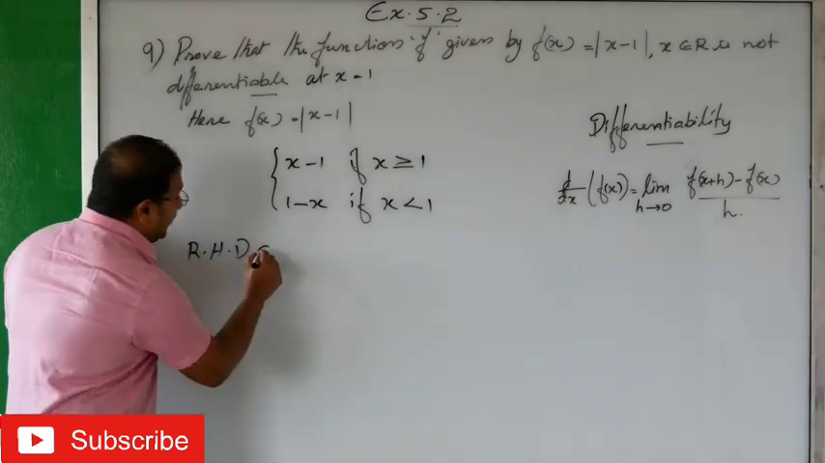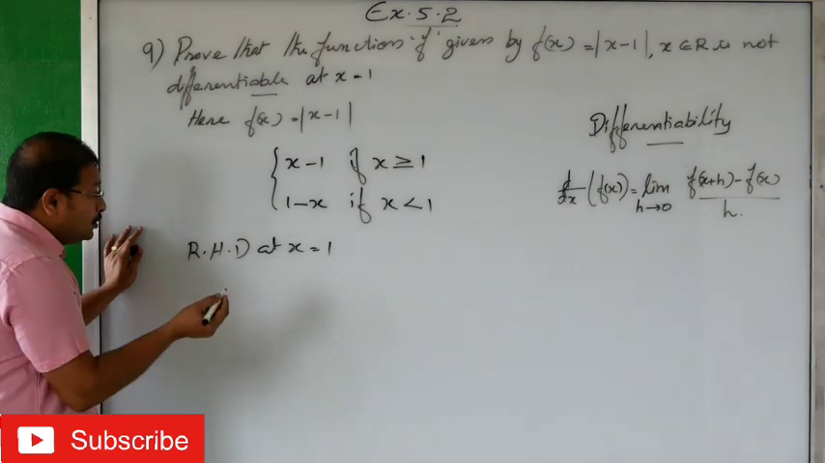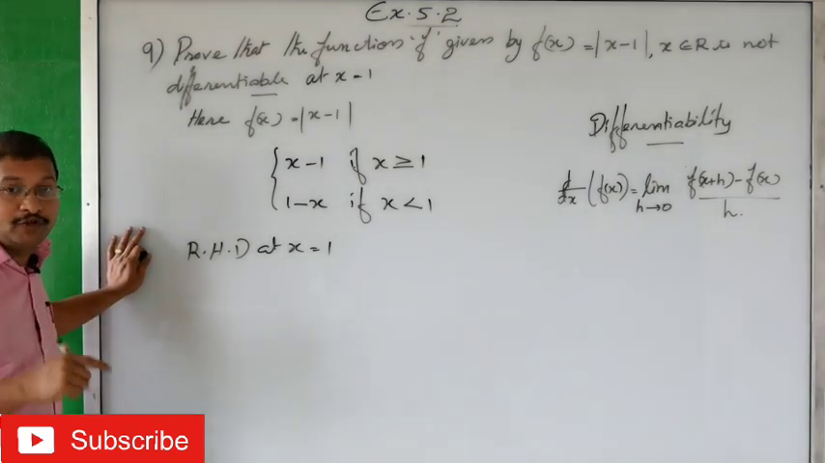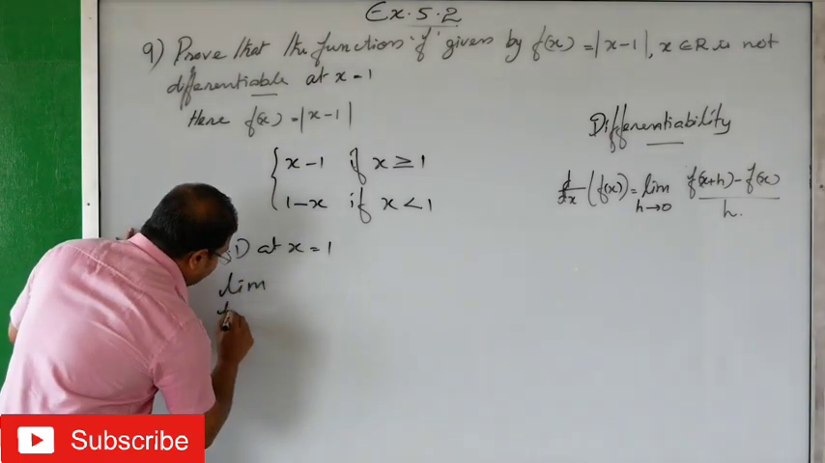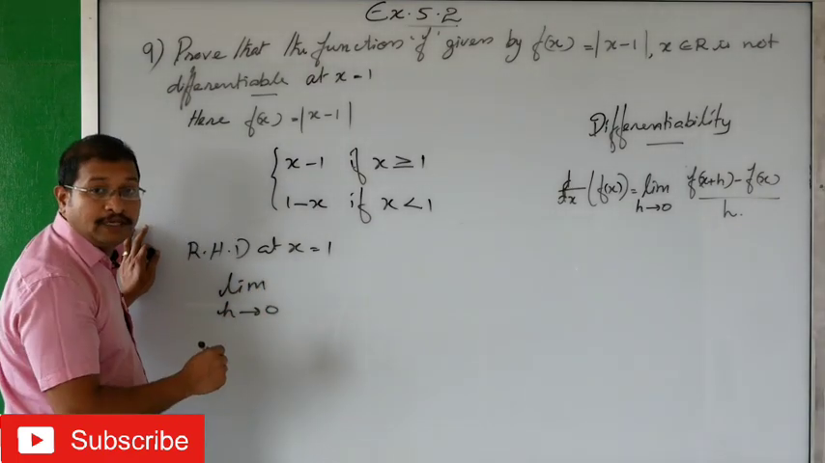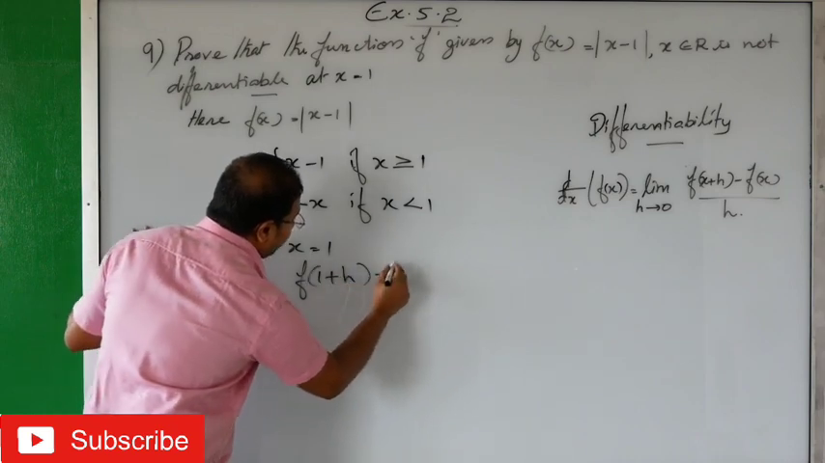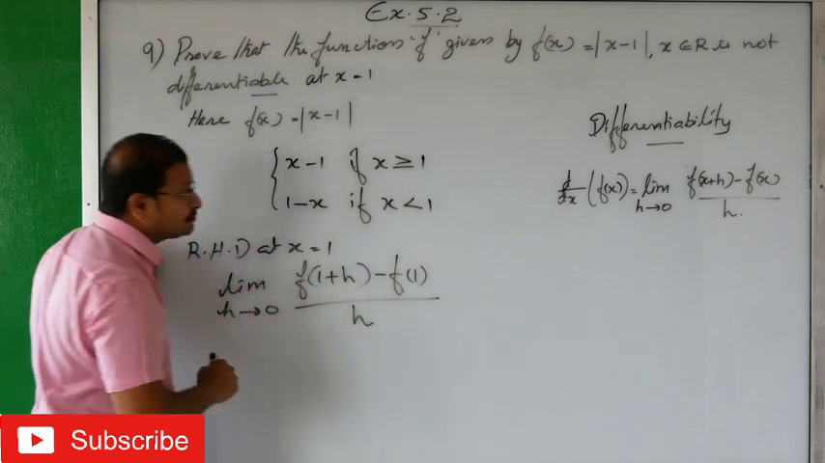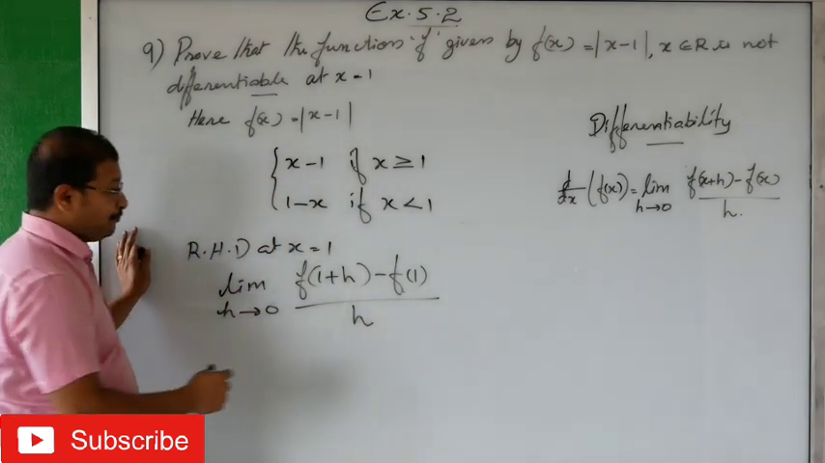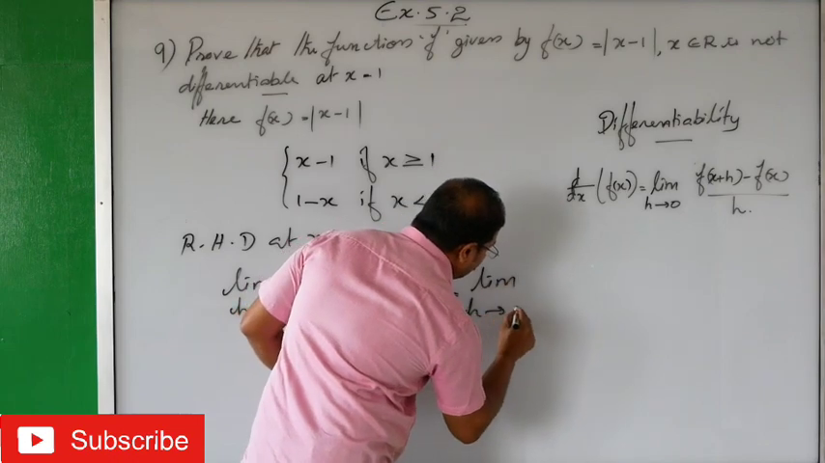Right hand differentiate at x equals 1. That means what we will do? Sure, we know that here h will be positive. That means we will write limit h tends to 0, f of 1 plus h minus f of 1 divided by plus h.